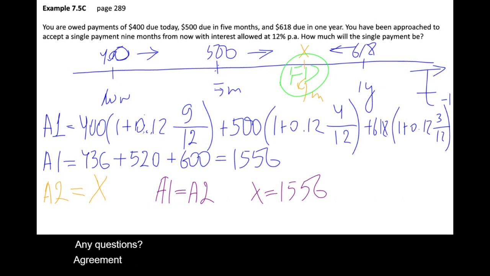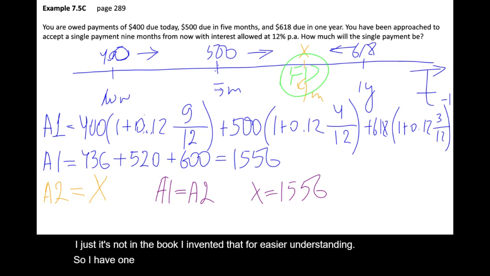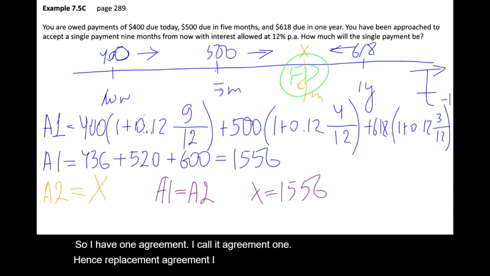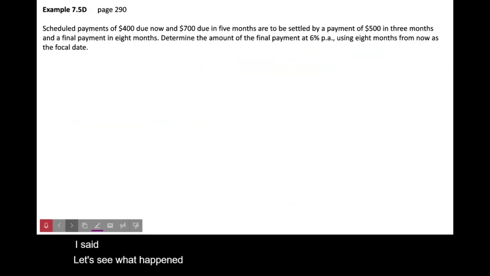Agreement 2, or replacement agreement. It's not in the book. I invented that for easier understanding. So I have one agreement, I call it agreement 1. And replacement agreement, I call agreement 2. That's it. Let's see what happened next.